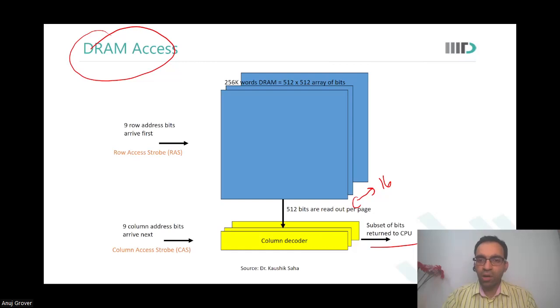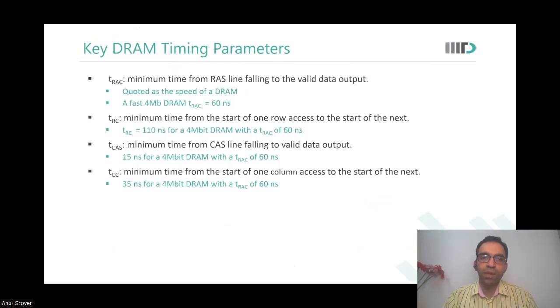So there are multiple column decoders, and then the subset of these bits is returned to the CPU. The key timings that are linked to a DRAM: TRAC, which is the minimum time from row address strobe to data output. TRC, which is the minimum time between one row address strobe and another one. In addition to whatever time it takes for memory to give out data, TRC also involves pre-charge of the bit lines and reset of the memory circuits. So TRC is greater than TRAC.